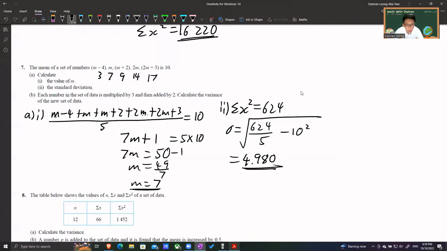That's part A. Part B, each number in the set is multiplied by 3 and then added by 2. Calculate the variance of the new set of data. So since this is the old standard deviation, the new standard deviation, basically again, it changes according to the same way, which is times 3, but plus minus doesn't affect. So I take 3 times 4.98.